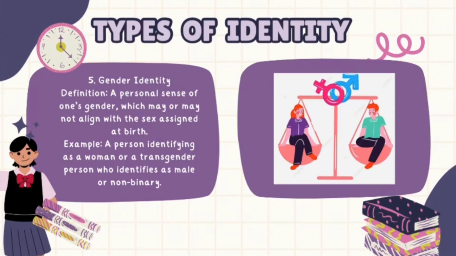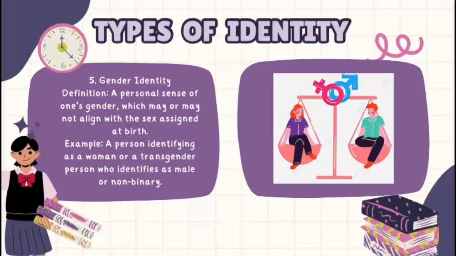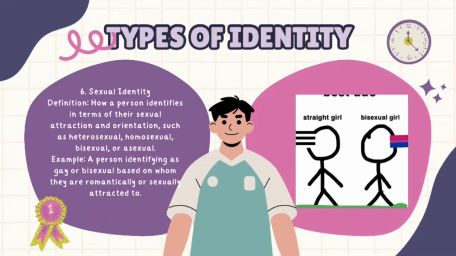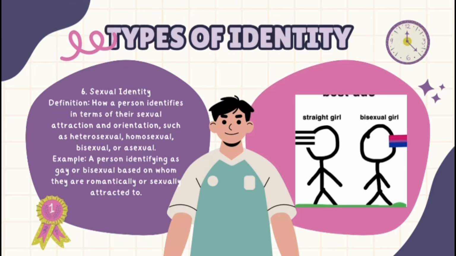Gender identity is a personal sense of gender. For example, a person identifying as a woman, or a transgender person who identifies as male or non-binary. Sexual identity is how one identifies in terms of sexual orientation and attraction. For example, a person identifying as gay or bisexual based on whom they are romantically or sexually attracted to.